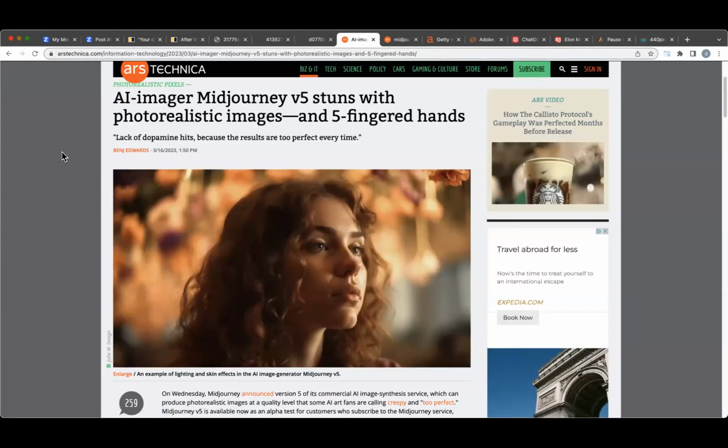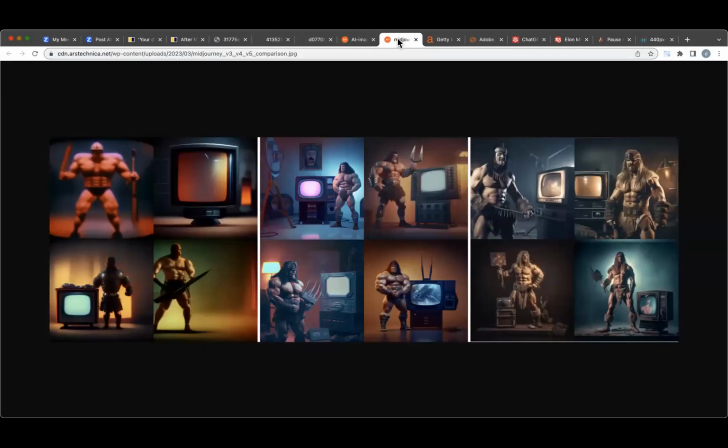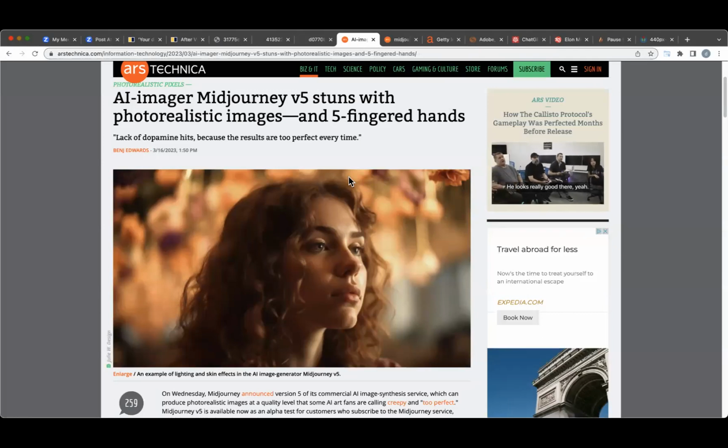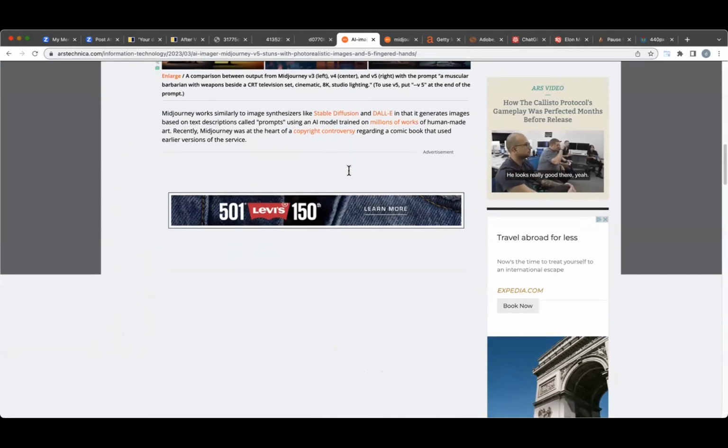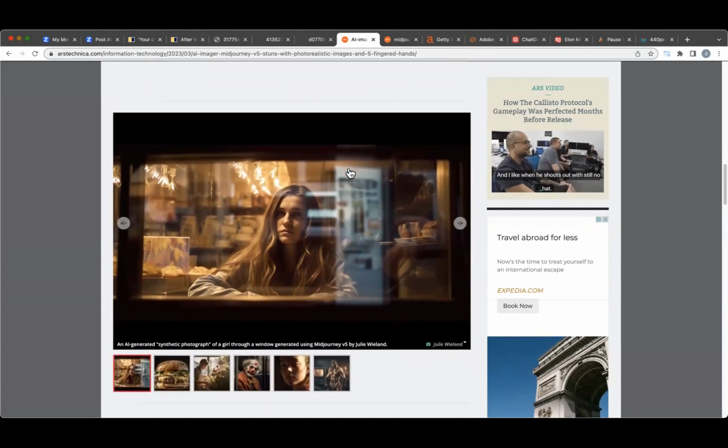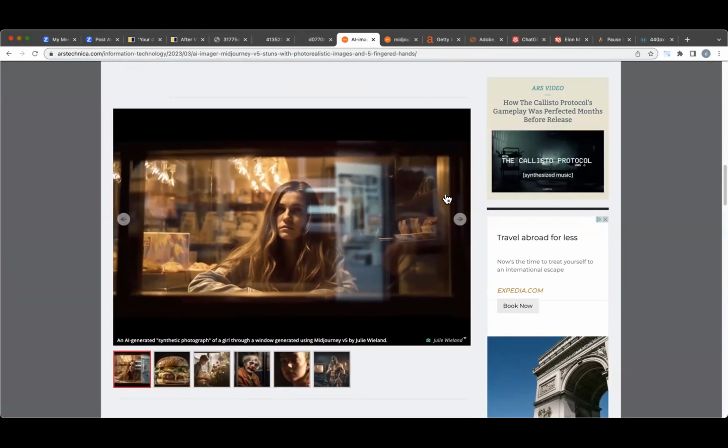This is about AI imager Midjourney 5 stuns with photorealistic images and 5-fingered hands. So they say that they've improved the hand issue so that now you get 5 fingers instead of like 6 or 7. The eyes supposedly are better. This image certainly looks good. I like this image. There are some examples, I don't know about these, but this looks pretty good. But we're not seeing a lot of detail here. We're not really seeing the eyes.